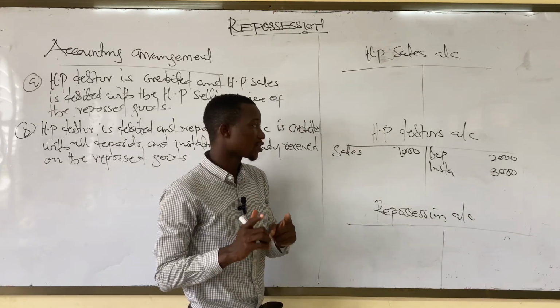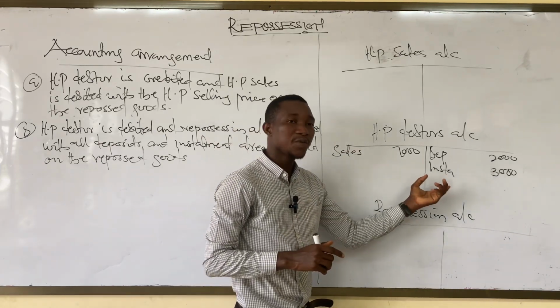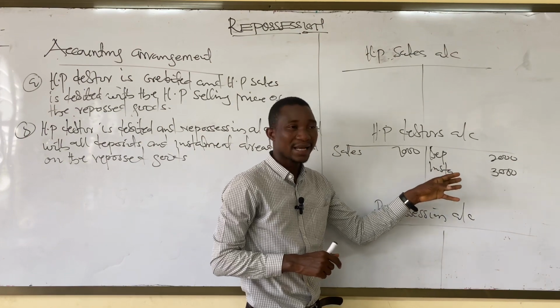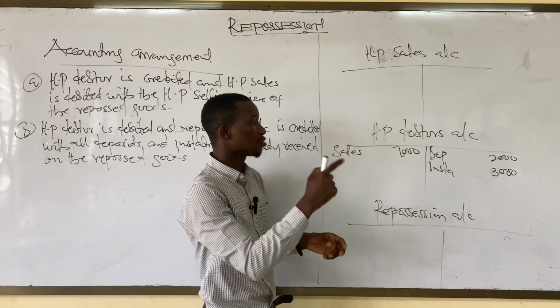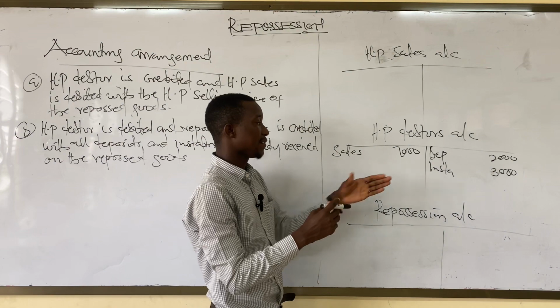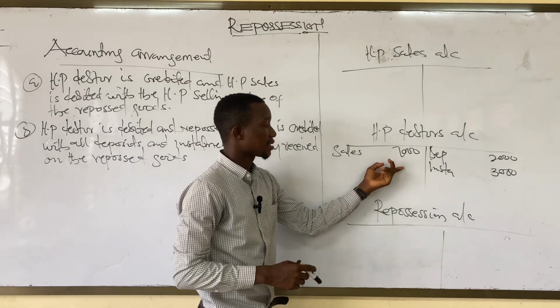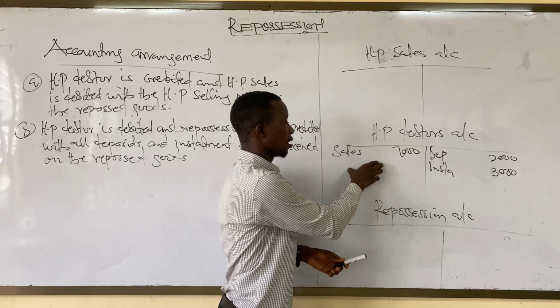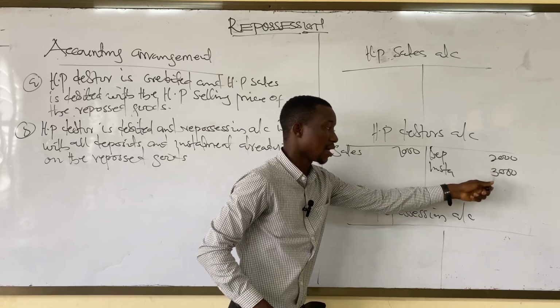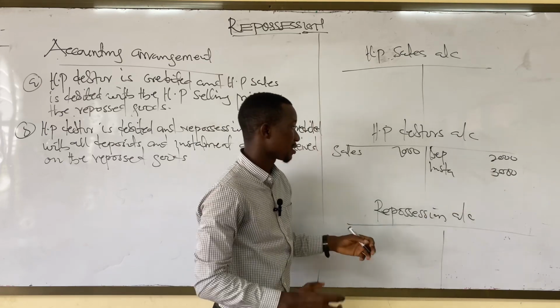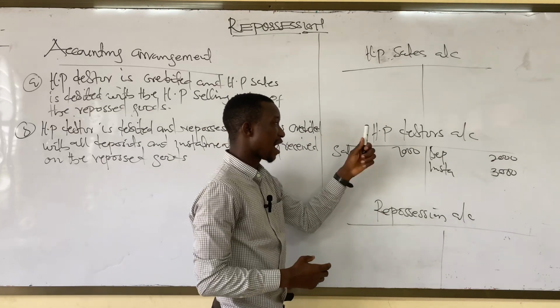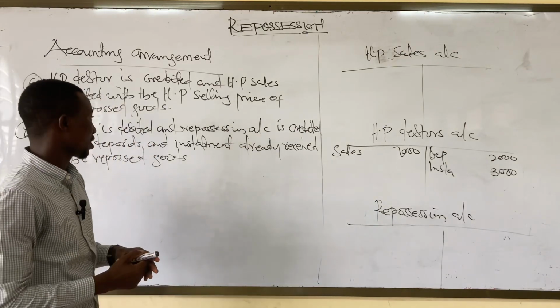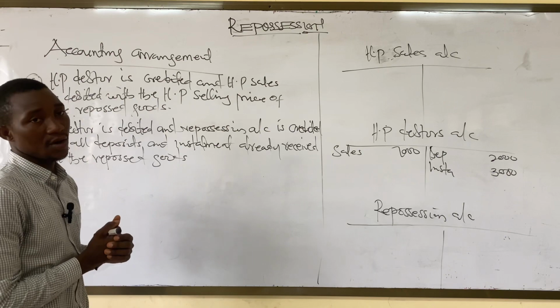So when repossession occurs and there is a deposit and installment that has been received in relation to the repossession, we debit the hire purchase debtor account and credit repossession account. We are debiting in order to reduce the deposit and installments. Okay, and it is an income to the hire vendor. So we credit the repossession account. That is the meaning of this accounting arrangement.